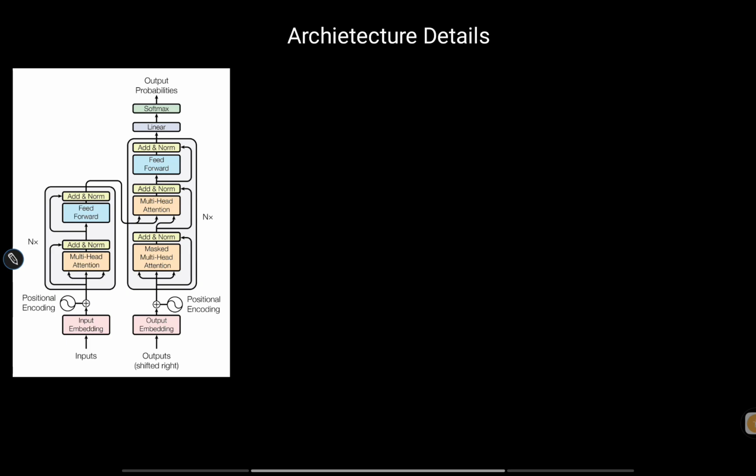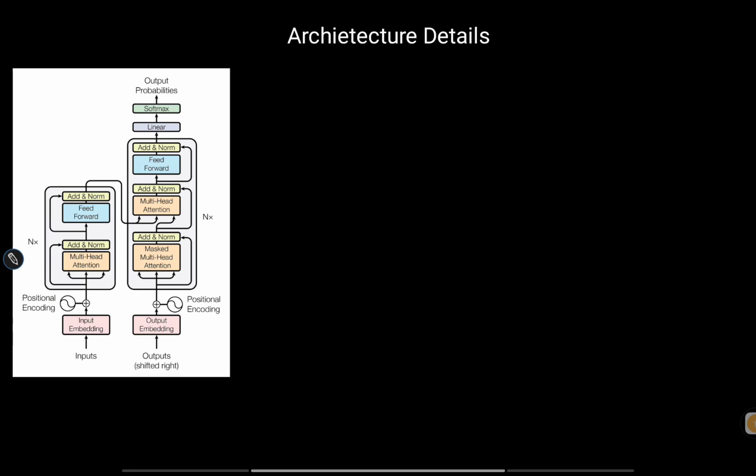Then we have the decoder part, where the outputs also get passed through the output embeddings, then get added to the positional encoding, and we have the masked multi-head attention. We will talk about this masked multi-head attention, along with the concept of multi-head attention, in the next video. Then we have the regular stuff: multi-head attention, add and norm, feed forward network. In the end we have the linear layer and the softmax layer, which tells you the probability of the next output token.